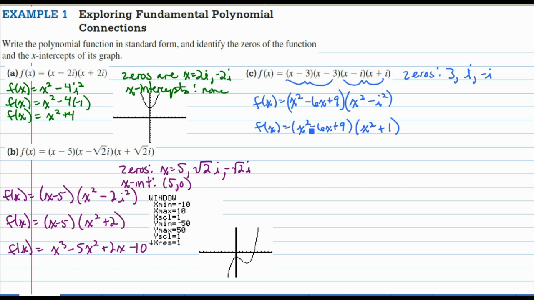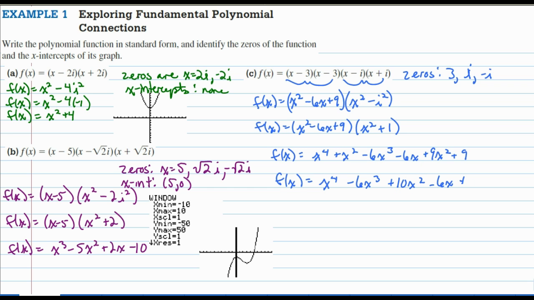Now I can take each term in this trinomial and multiply it by each term in the binomial, so I'm going to follow my little pattern. X squared times x squared is x to the 4th. X squared times 1 is x squared. Moving on, negative 6x times x squared is negative 6x cubed. Negative 6x times 1 is minus 6x. Moving on again, last term, 9 times x squared is 9x squared. 9 times 1 is 9. Combine my like terms in highest to lowest exponent, so x to the 4th first, minus 6x cubed. My x squareds, I've got 10 of those, so 10x squared minus 6x plus 9.